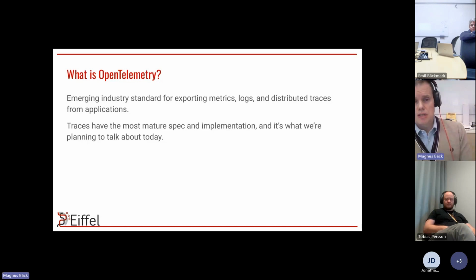within OpenTelemetry, traces is the most mature specification and implementation. Logs is sort of beta level right now. I think metrics is production grade, but not as mature as traces. And what we're going to be talking about today is really the traces part of OpenTelemetry and how it relates to Eiffel events. I'm somewhat struggling to figure out how metrics and logs could fit into this, so it's traces we're going to focus on.